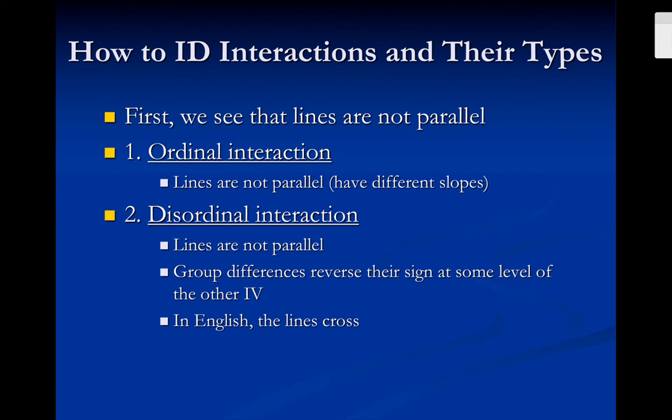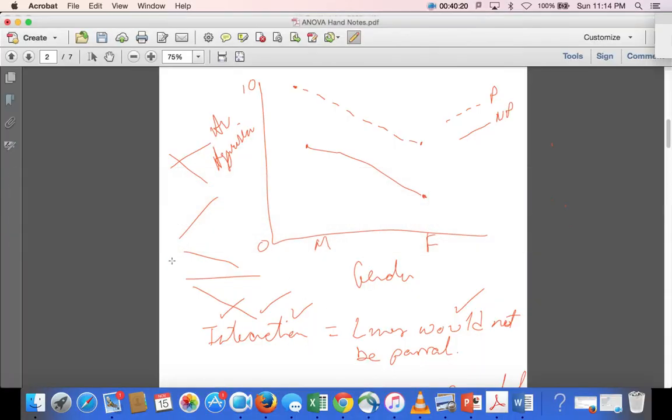So the two types of interactions that we have: one, they're not parallel, the lines don't cross, they don't touch. Second type of interaction, lines are not parallel, but they cross or they touch. So those are your two types of interactions. Like I mentioned to you, in this particular case, we have an ordinal interaction. Our lines are not parallel, but they don't cross. Here, ordinal interaction, lines are not parallel, but they don't cross, they don't touch. Here, we have disordinal. Lines cross and the lines are not parallel to each other.